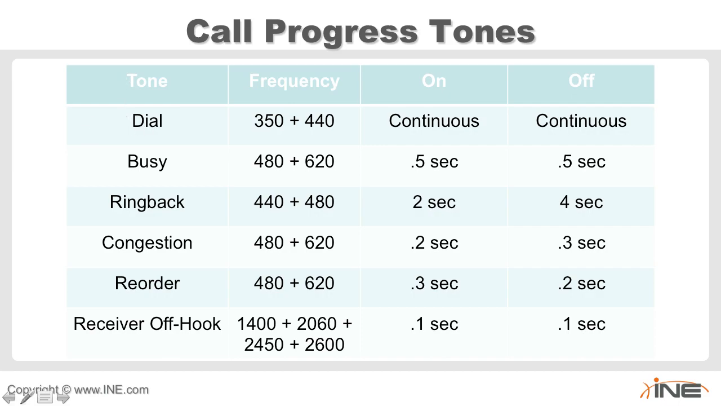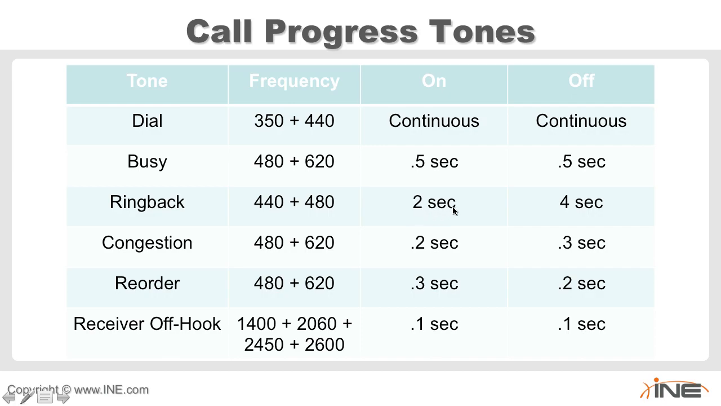Busy tone is 480 plus 620 hertz, played for half a second on, half a second off. Ringback. And again, these are actually North American numbering plan call progress tones. So CP tone US. This is going to be different frequencies and a different on-off cadence in different countries. But this is the US. So ringback is 440 plus 480, on for 2 seconds, off for 4 seconds.